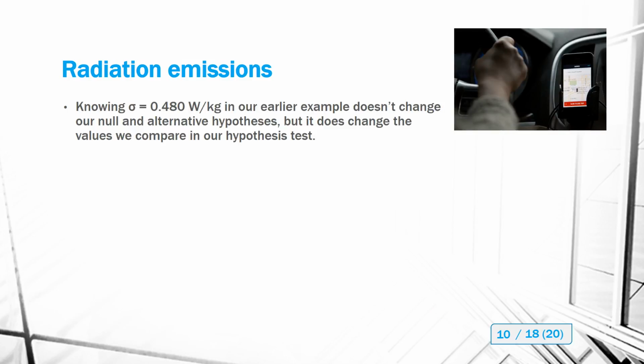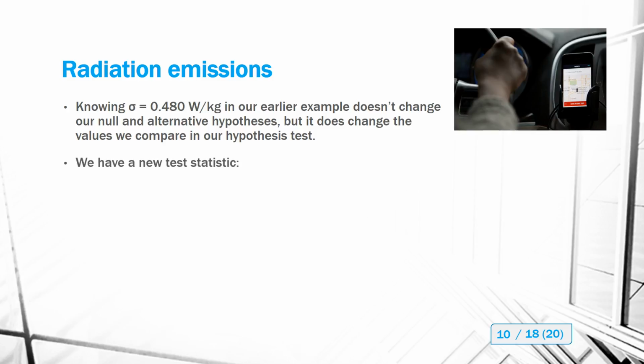Let's go back to our previous example, but add in the added information that the population standard deviation is 0.48 watts per kilogram. Now this is not going to change our null and alternative hypothesis. They're going to stay the same. But the values that we use to make the decision on our test results, those values will change. And here's how they change.